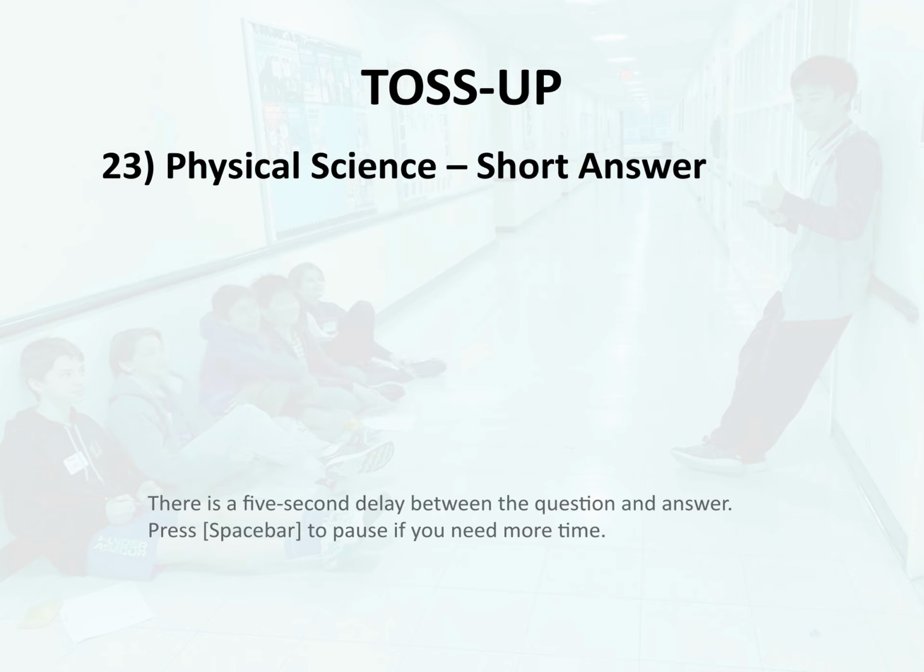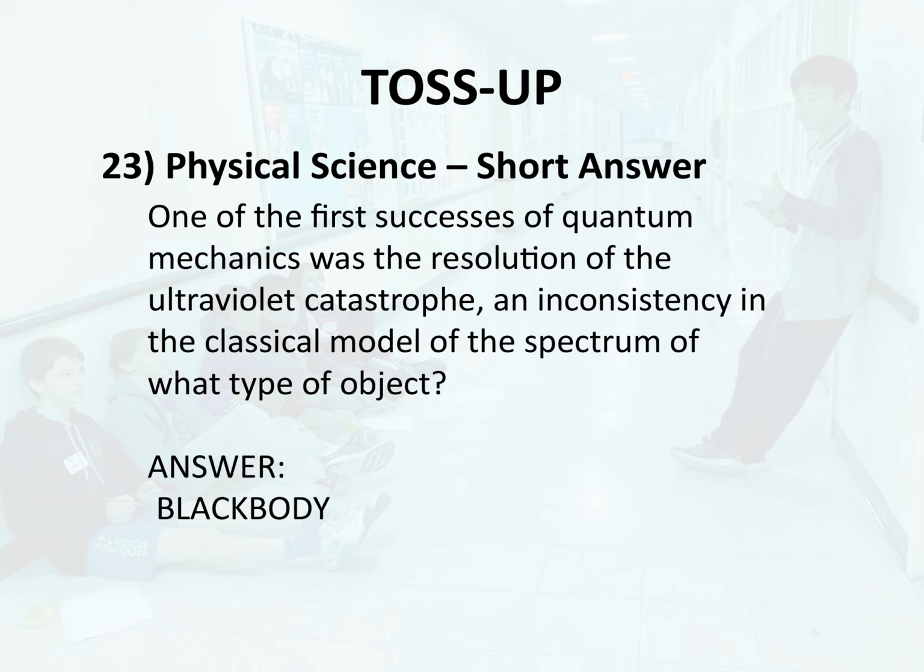Toss-up, 23. Physical science, short answer. One of the first successes of quantum mechanics was the resolution of the ultraviolet catastrophe, an inconsistency in the classical model of the spectrum of what type of object? Answer: blackbody.